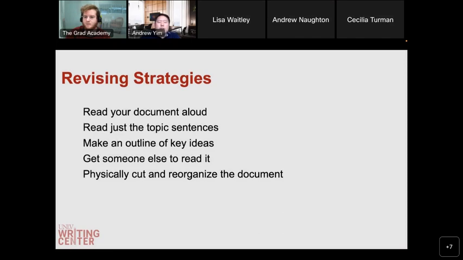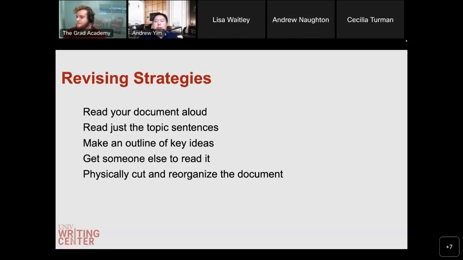So when we come to revising strategies, feel free to write what you use in the chat box. But generally, some typical revision strategies might include reading your document out loud, and you might do this on your own. If you prefer to read it with another person, feel free to come to the Writing Center. We offer appointments both in person and online, so you can read your document to another person to get some feedback. A second helpful strategy for revision is actually reading your topic sentences out loud.